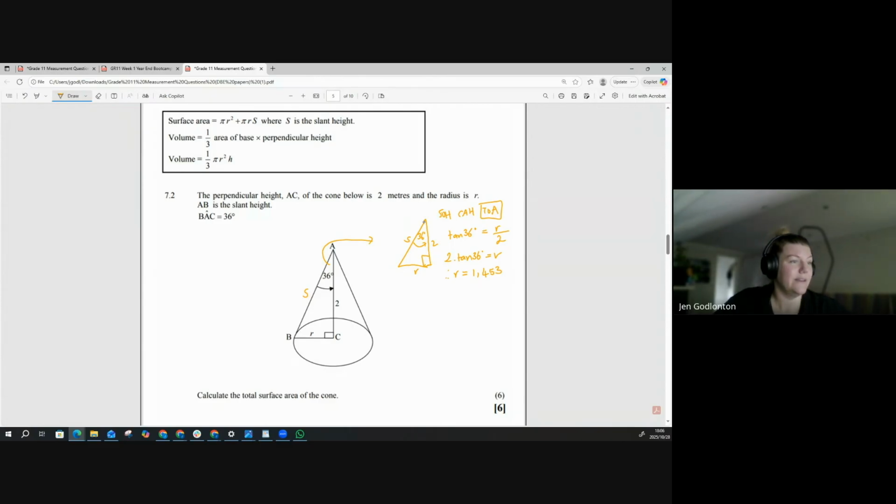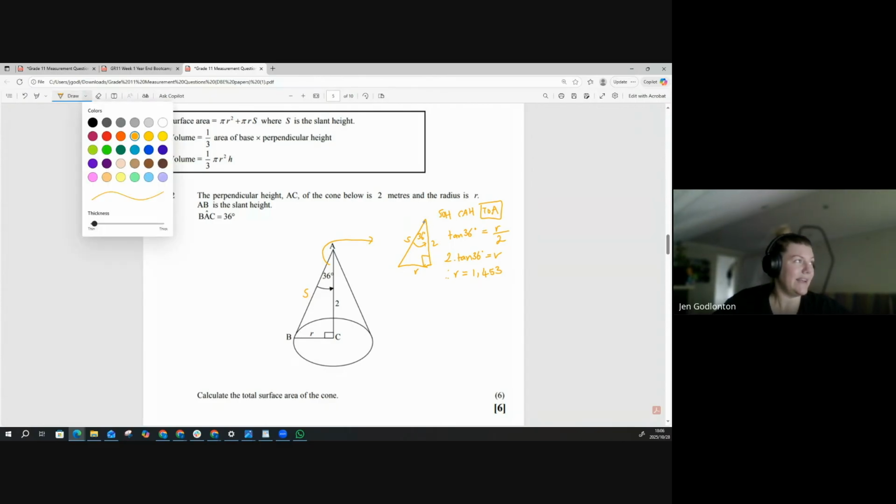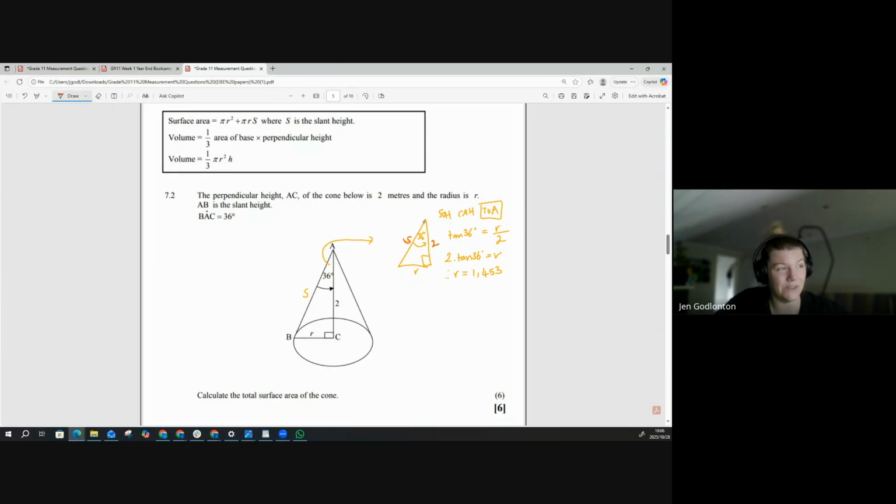Okay. Then we need to find our S. So you can find S by using Pythagoras, or you can find S by using trig. Either way, doesn't matter. So let's keep on the trig train while we're at it. So if we've got adjacent and then hypotenuse, we're looking at cos. So we would say cos of 36 degrees is adjacent over hypotenuse.